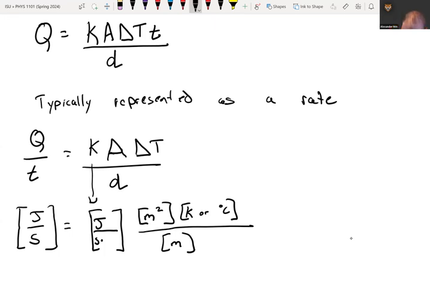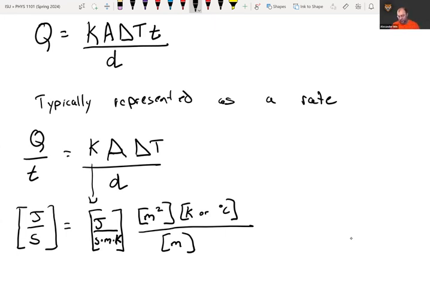So the units are meters and Kelvin, or again, degrees Celsius. So those are your units of K: joules per second meter Kelvin. And that's what gets the units to match on both sides of this equation. So that's kind of how you can figure it out. You want your units to match up.